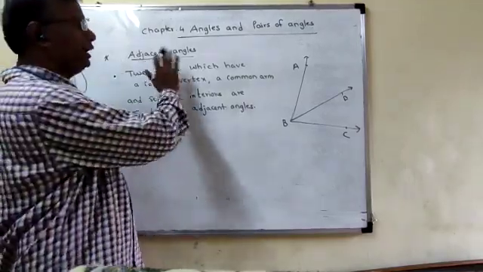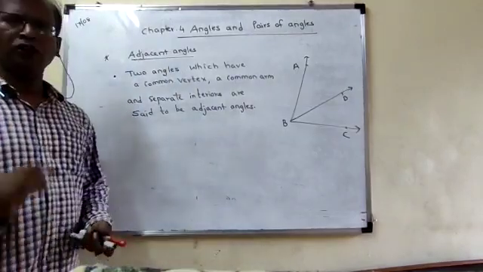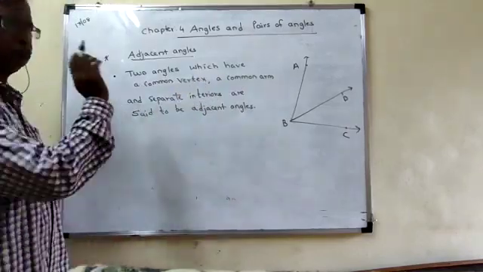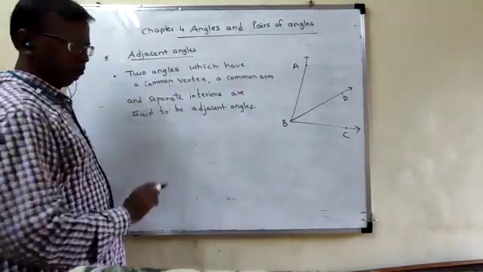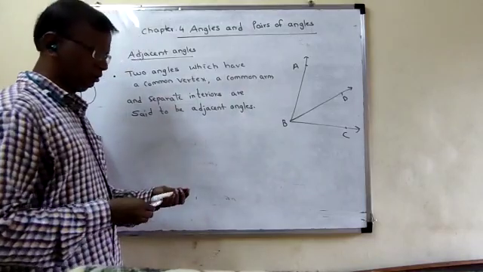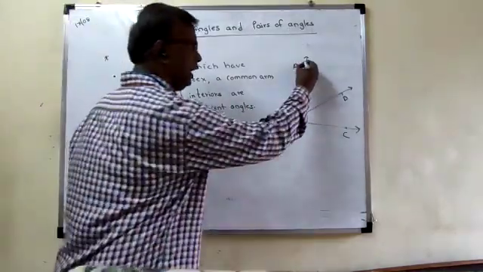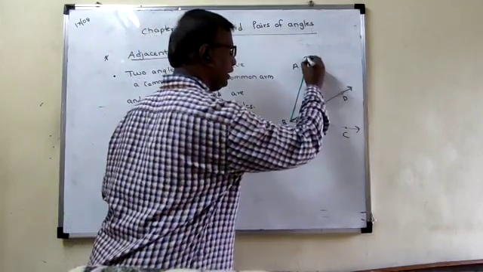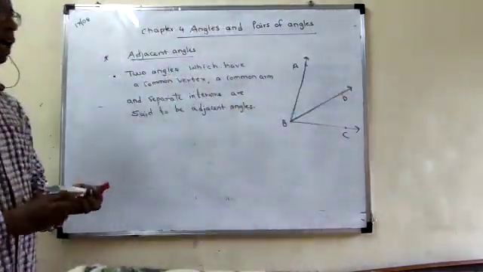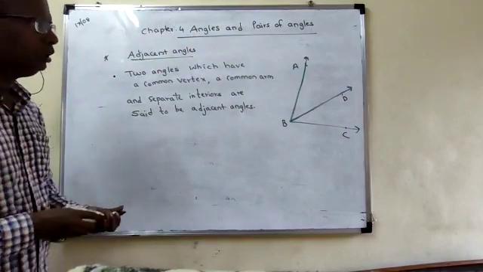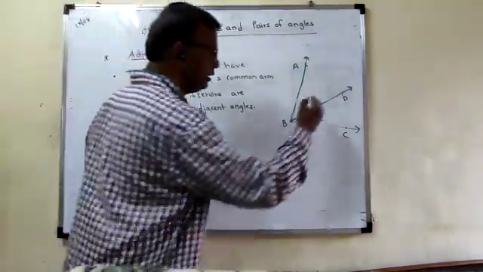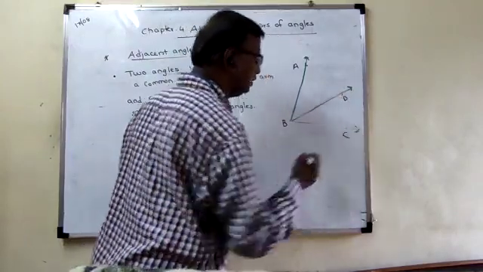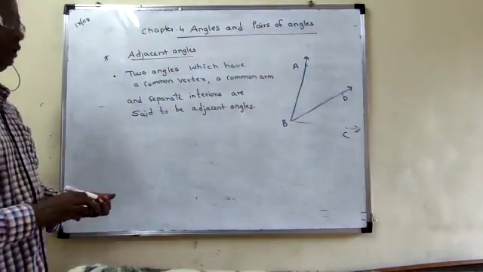So now we are studying about the adjacent angle. First the definition. What is the meaning of adjacent angles? I draw the diagram and give the definition. See here. Two angles. Which two angles? See carefully. A, B, D: this is one angle. And the other angle? D, B and C. This is the other angle.